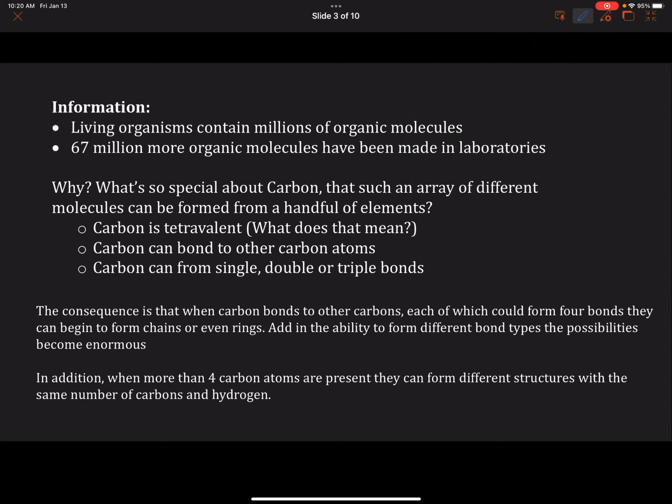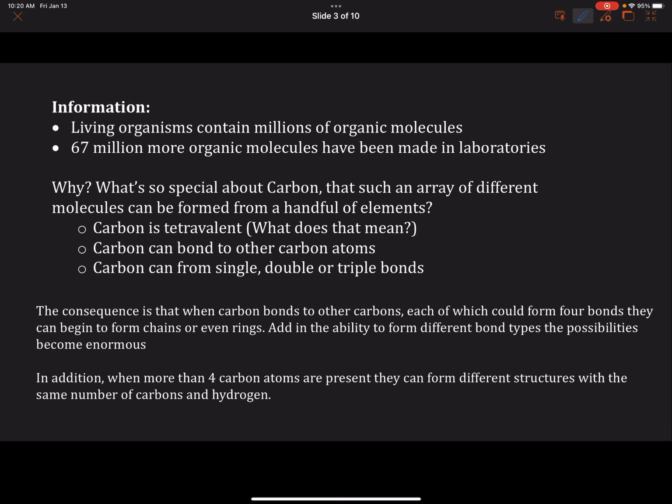So living organisms contain millions of organic molecules. And in addition to that, there are more than 67 million organic molecules that have been made in laboratories. So why are there so many different molecules out there? What's so special about carbon that such an array of different molecules can be formed from just a handful of elements? And one of the key things we've got to think about, we've got to go back to our first semester chemistry when we learned about our dot structures for our particular molecules.